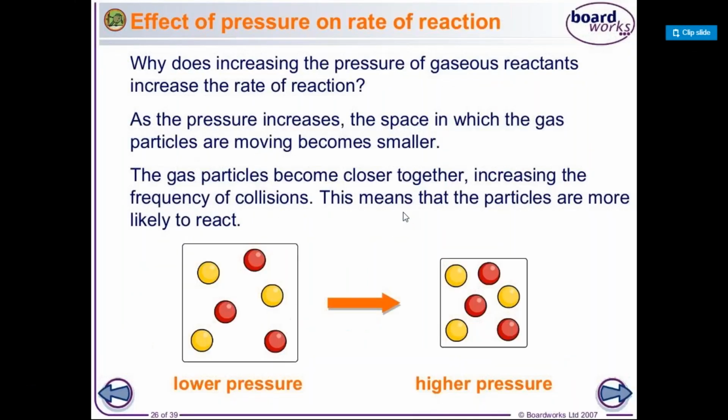Why does increasing the pressure of gaseous reactants increase the rate of reaction? As the pressure increases, the space in which the gas particles are moving becomes smaller. The gas particles become closer together, increasing the frequency of collisions. This means that the particles are more likely to react.